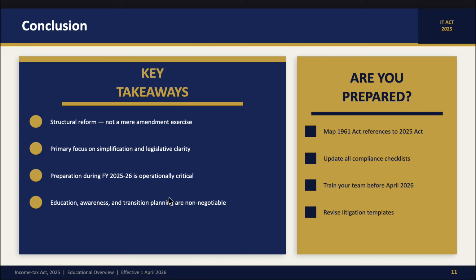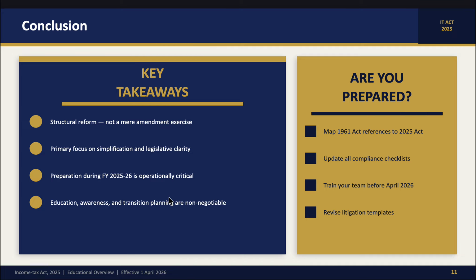The key now is preparation during financial year 25-26. Those who prepare early will transition smoothly. So are you prepared? This is one big question. You need to answer it yourself. You need not seek the answer from somebody else. Try preparing. Map the 1961 Act with the 2025 Act. Update all compliance checklists. Train your team before April 2026.